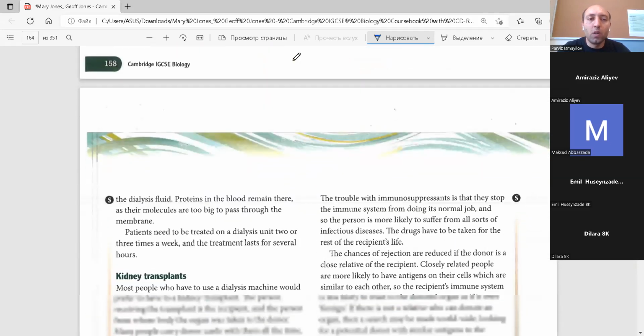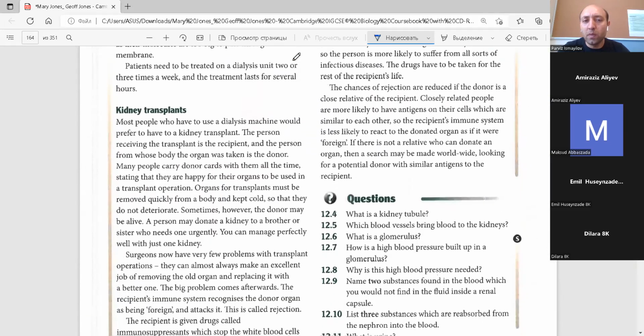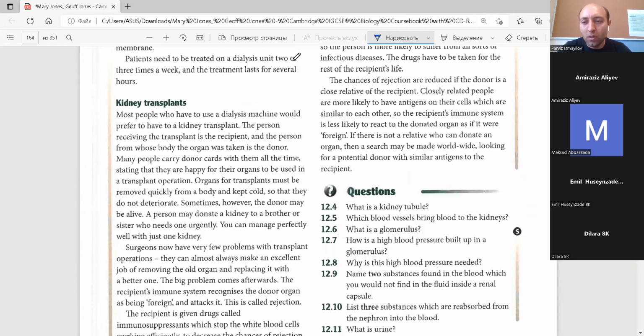And the last part of our lesson is about kidney transplants. I want to give you certain information about kidney transplant. It's small information. So firstly, we said, okay, dialysis machine. But you know that, of course, having a kidney transplant will be much better. For example, with a kidney transplant, you can go to the mountain and stay there, let's say, for 2 weeks.